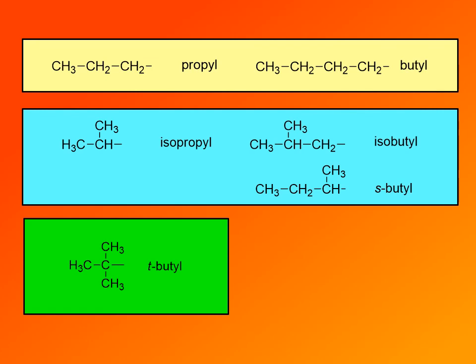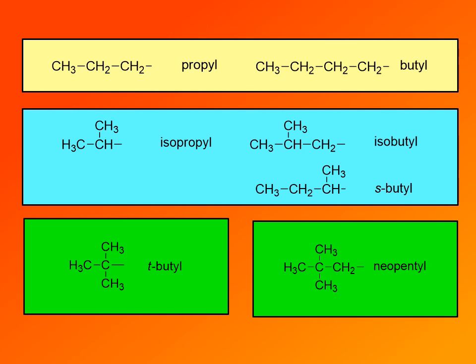And then t-butyl actually is the same type of substituent as isobutyl, but bonding is to a different carbon. Now bonding is to a tertiary carbon. In isobutyl, bonding was to a primary carbon. In t-butyl, bonding is to a tertiary carbon. That's what this t indicates, that bonding is to a tertiary carbon.